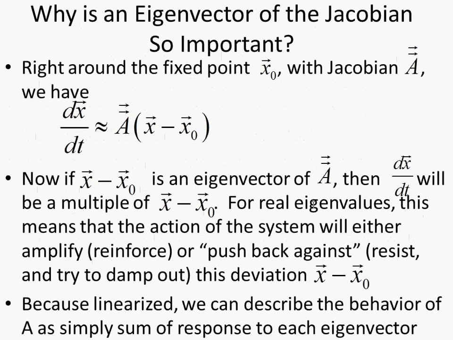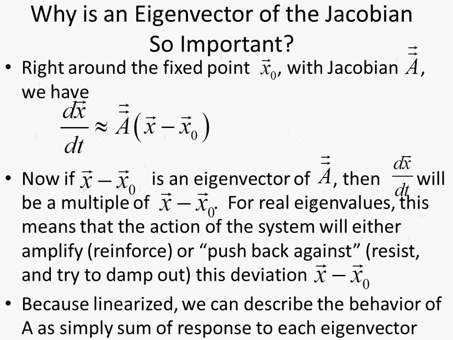We don't have the constant term here, because it's a fixed point. It's 0 around that point, so we don't have to worry. This is around the point x0. Should have written that. Now, if this is an eigenvector, then dx/dt will just be a multiple of it, and that will allow us to understand whether it's pushing back or pushing out around there.